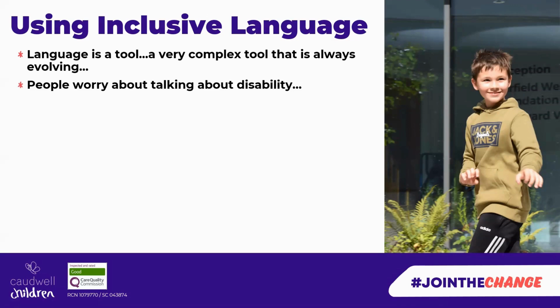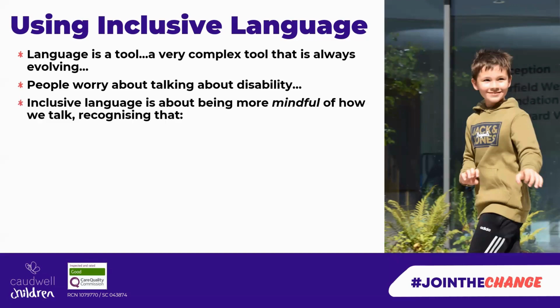So we use language to build relationships and connect with others. And sometimes people are so worried that they might say something offensive that they just avoid talking about disability instead, or even avoid talking to disabled people. Instead of being a tool to connect, language then becomes a barrier, but it doesn't have to be like that. So inclusive language is about being more mindful of how we talk.